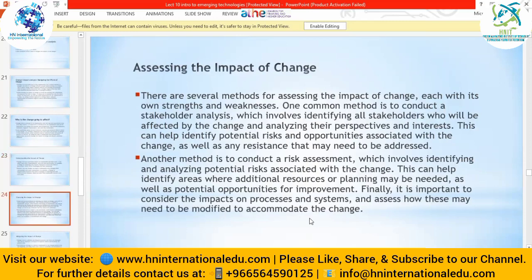Then assessing the impact of the change. There are several methods for assessing the impact of change, each with its own strengths and weaknesses. Now, every technology or every change has its own weaknesses and strengths. One common method is to conduct a stakeholder analysis, which involves identifying all stakeholders who will be affected by the change and analyzing their perspective and interest.